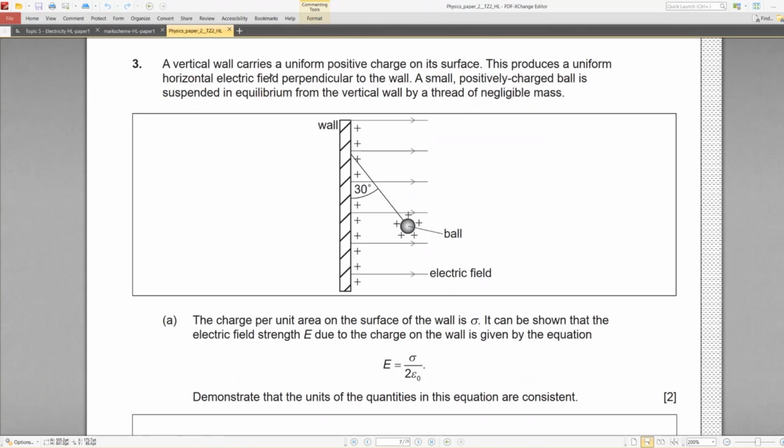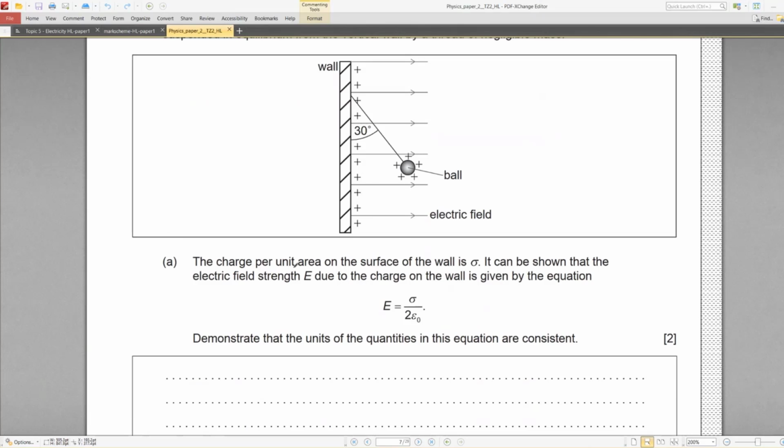A vertical wall carries uniform positive charge at the surface. This produces a uniform horizontal electric field perpendicular to the wall. A small positively charged ball is suspended in equilibrium from the vertical wall by a thread of negligible mass. The charge per unit area of the surface of the wall is sigma.